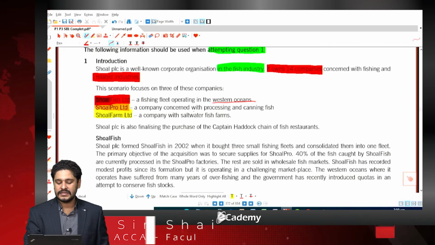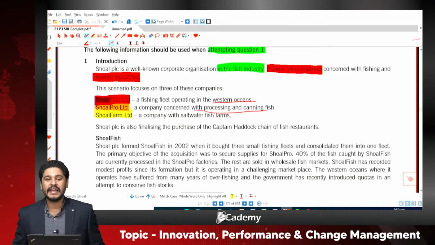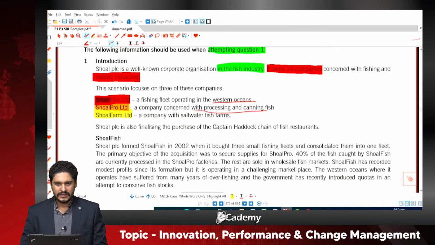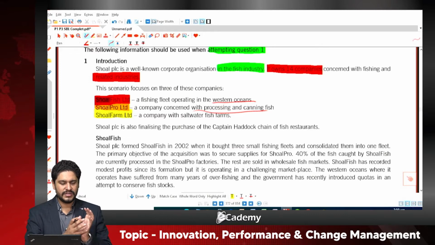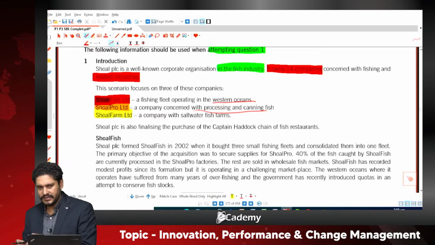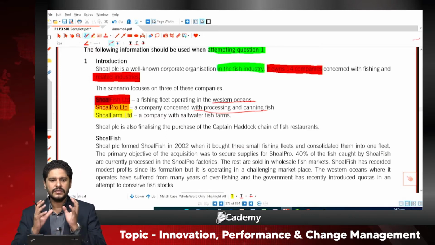A company that is concerned with processing and canning of the fish. This means that the fish that is being caught from the Western Ocean is being canned and processed under Shoal Pro Limited. It seems to be a mobile phone company, right?